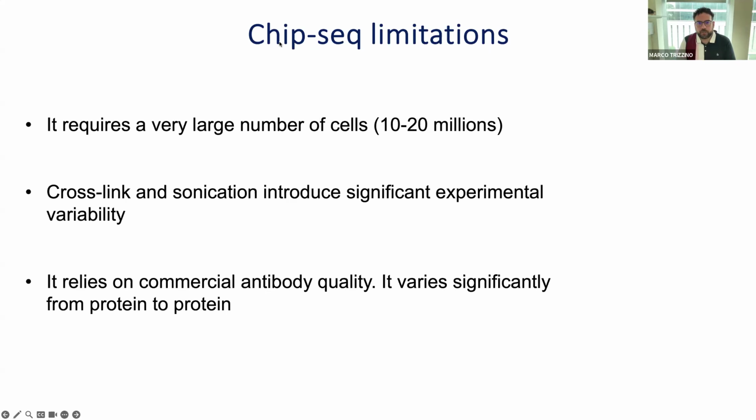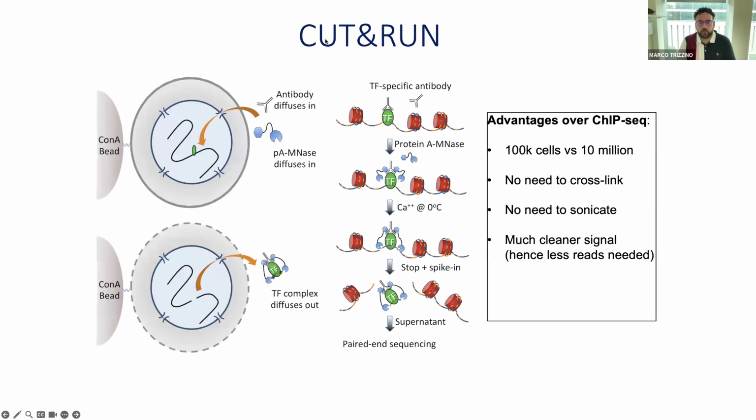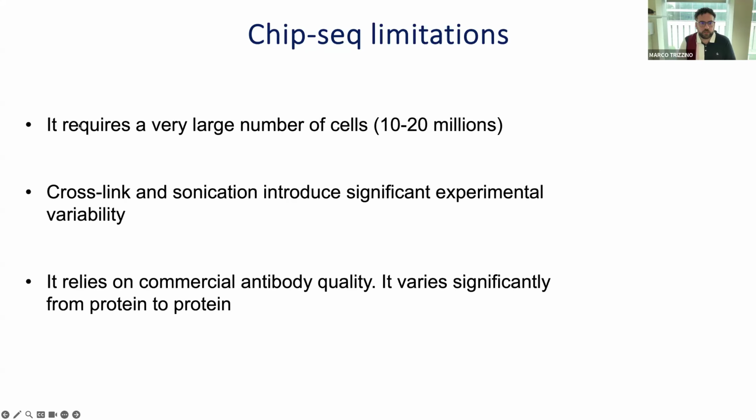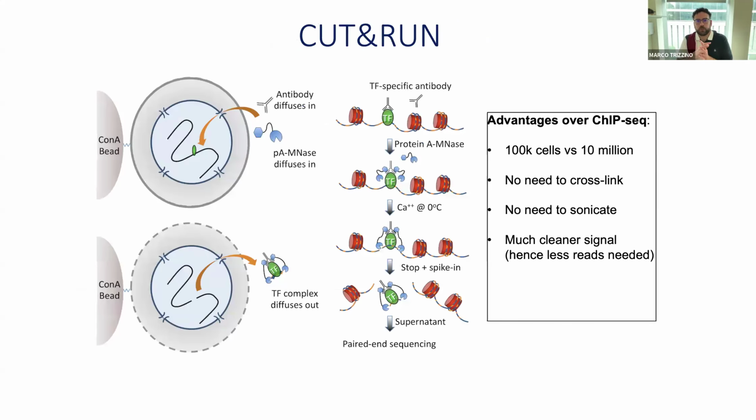And so the other technique, CUT&RUN, that's been developed a few years ago, will fix some of the issues, specifically the first two issues. Unfortunately, it still relies on antibodies, so you can't really solve this problem. But the first two problems have been solved by the introduction of CUT&RUN.